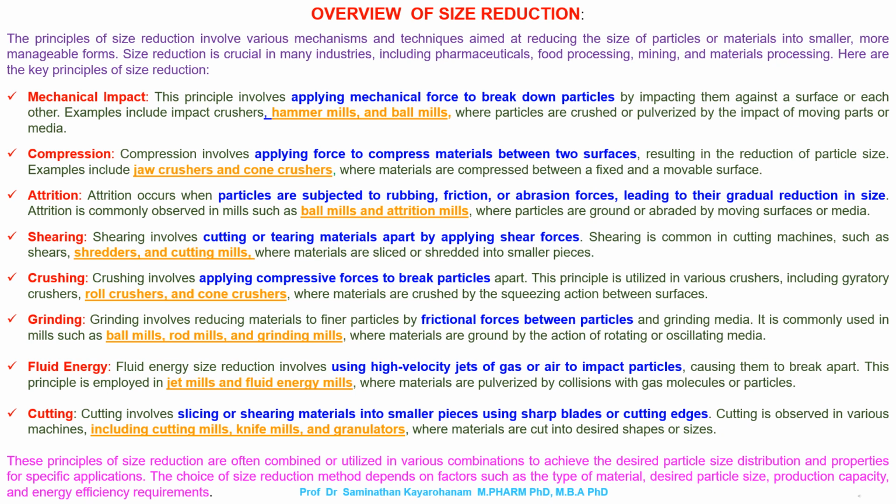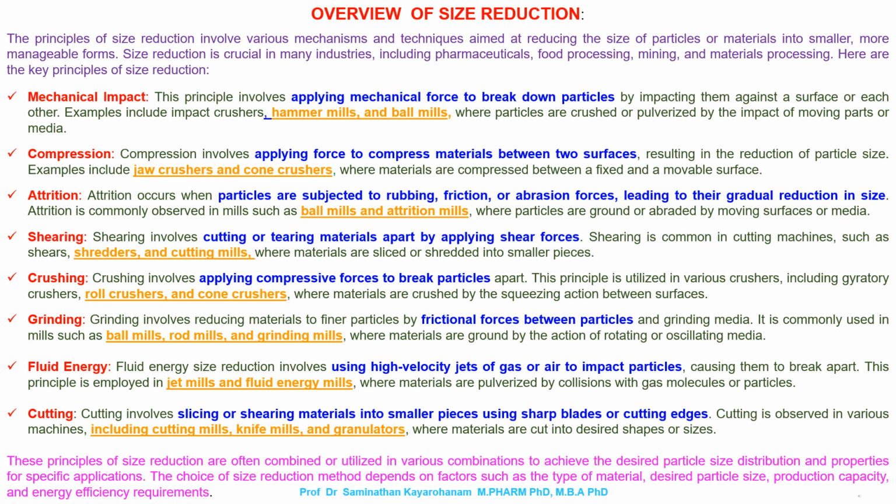Crushing. Crushing is applying compressive forces to break particles apart. This principle is utilized in various crushers, including gyratory crushers, roll crushers, and cone crushers, where materials are crushed by the squeezing action between surfaces. Grinding. Grinding involves reducing materials to particles by frictional forces between particles and grinding media. It is commonly used in mills such as ball mills, rod mills, and grinding mills, where materials are ground by the action of rotating or oscillating media.